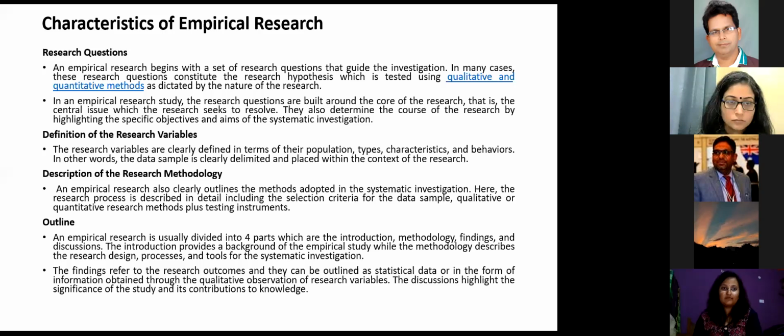Each process is described in detail, including the selection criteria for the data sample, qualitative or quantitative research methods, plus testing instruments. Once again, I want to remind all of you, you must have done a little bit of study on the sampling techniques, where we have the probability and the non-probability sampling methods. In the probability, we worked on systematic random sampling and the stratified. Then in the non-probability, we have snowball and convenient sampling. So again, you do ample review of literature, but at the end, what kind of sampling technique is favorable for your research question, for your hypothesis, is solely yours.